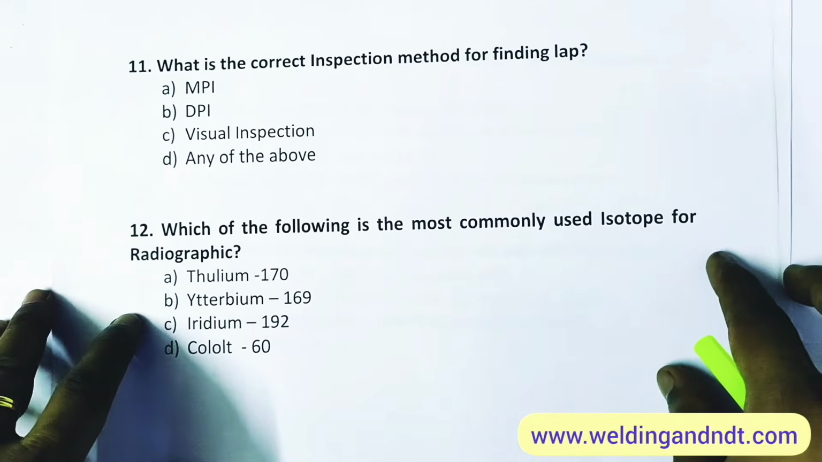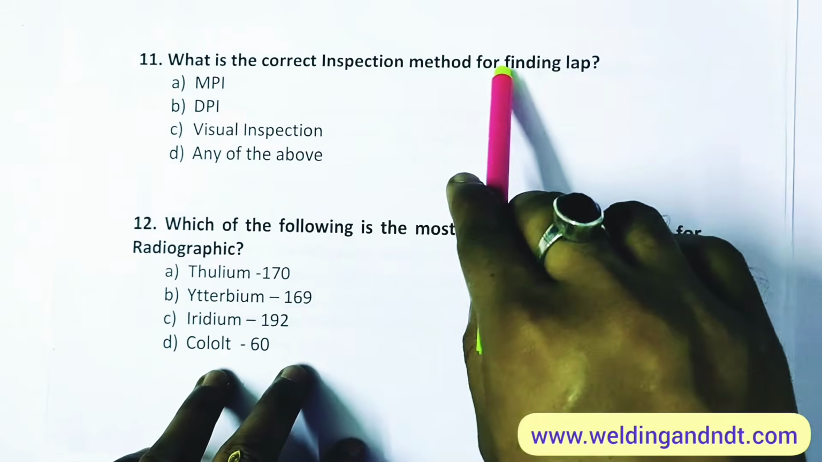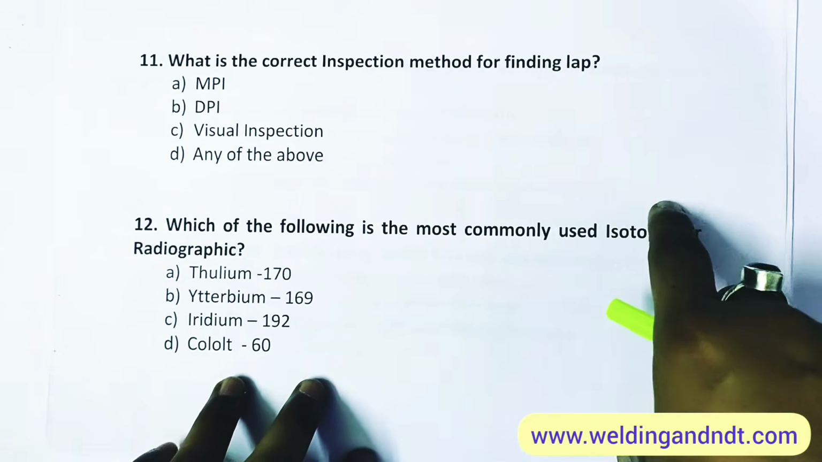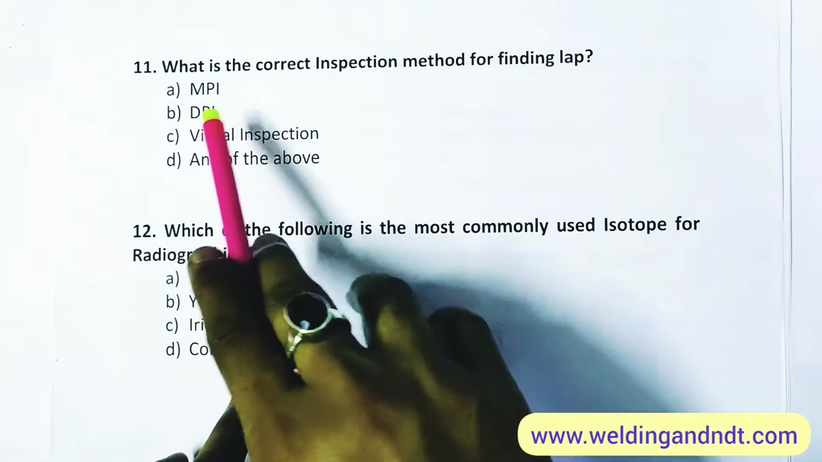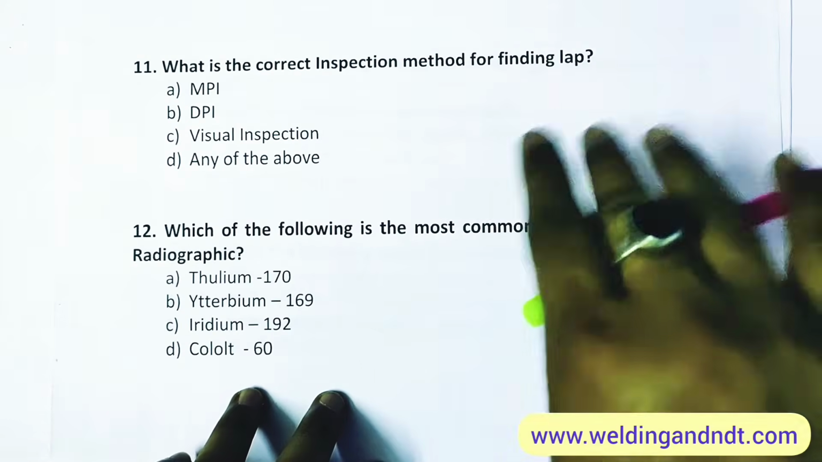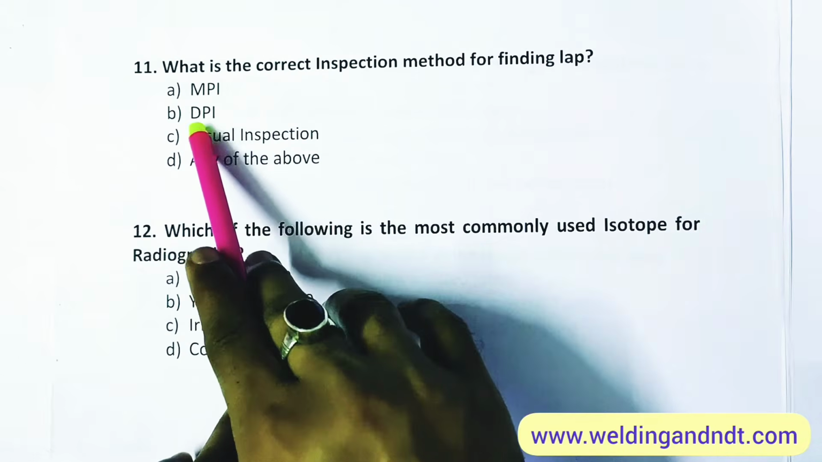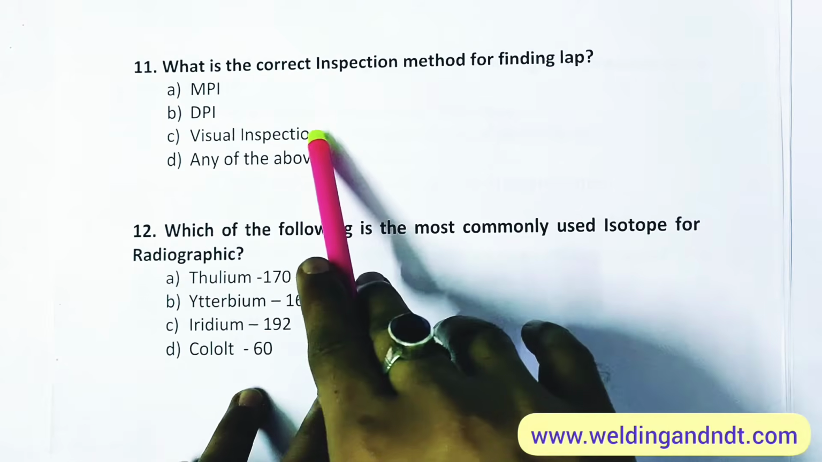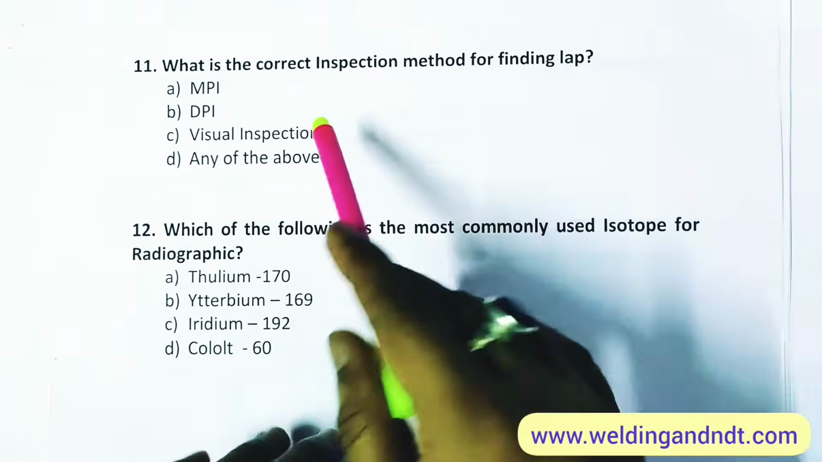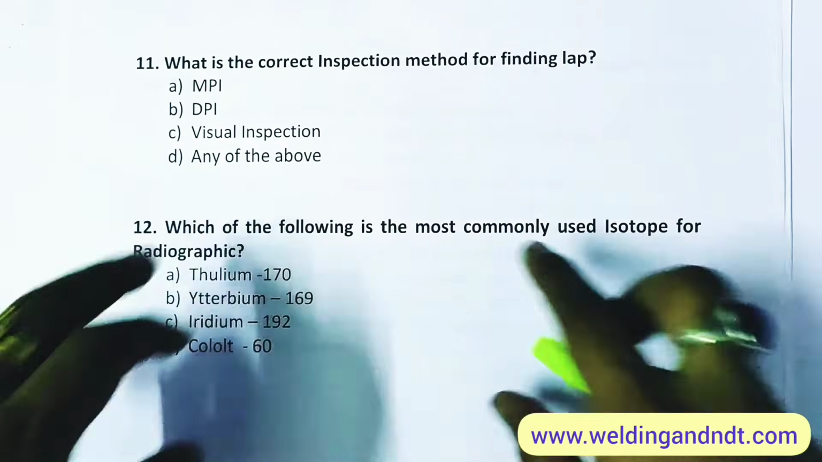Now next question. Question number 11. What is the correct inspection method for finding lap? So guys, if you know about lap, then you can answer that lap is something on the surface or near to the surface. Hence we can check it by MPI, yes. We can check it by DPI, that is dye penetrant test, yes. You can check it by visual inspection, yes. Lap is present on the surface also. So any of the above, our answer will be D.